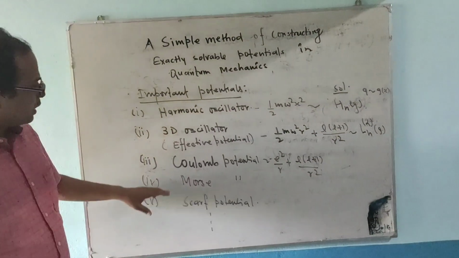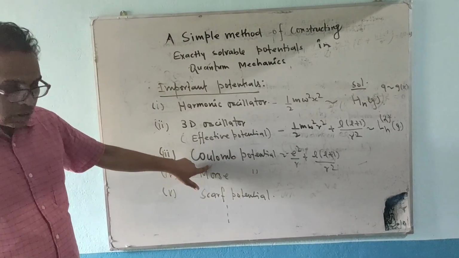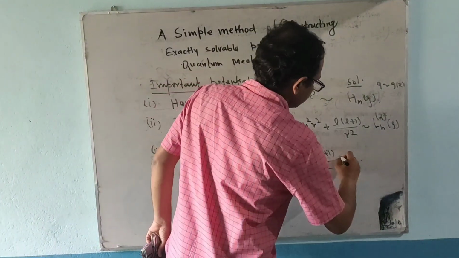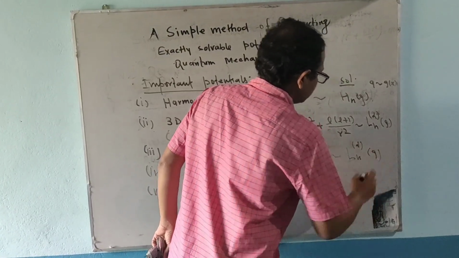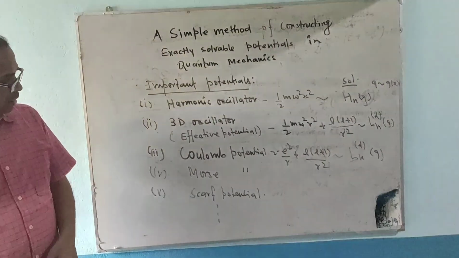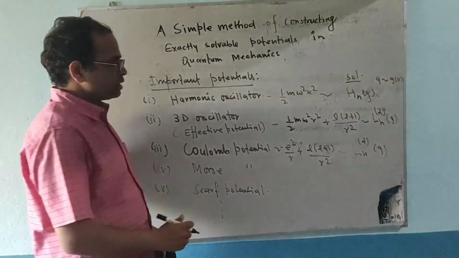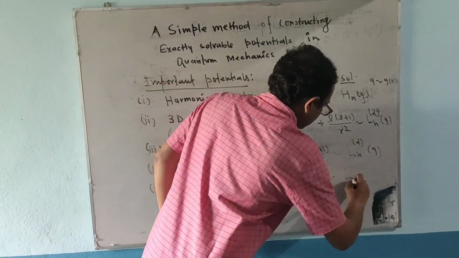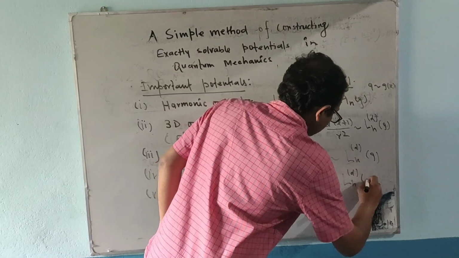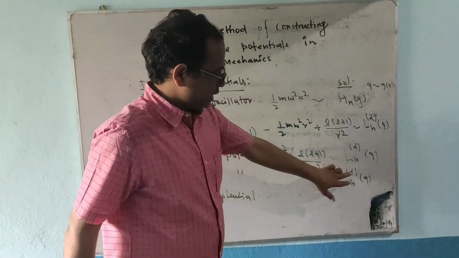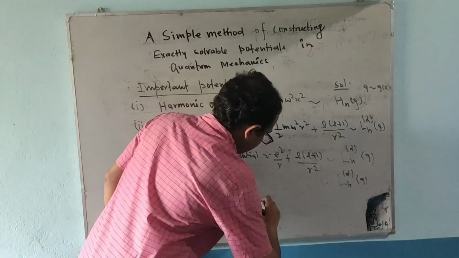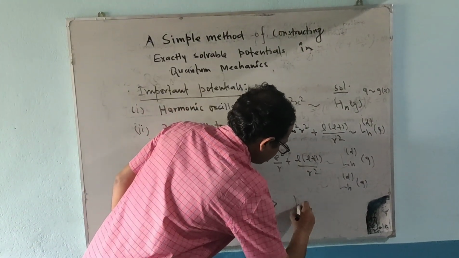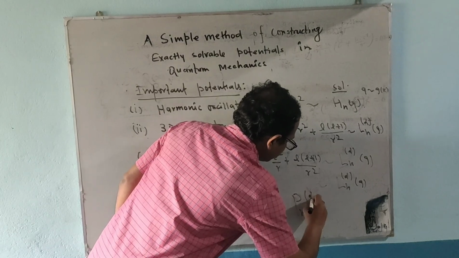Similarly here, for this Coulomb potential also, this is associated with this Laguerre polynomial L_n(g). This Morse potential is also associated with this Laguerre polynomial. Alpha is a parameter, and this is Scarf potential. This is associated with Jacobi polynomial.